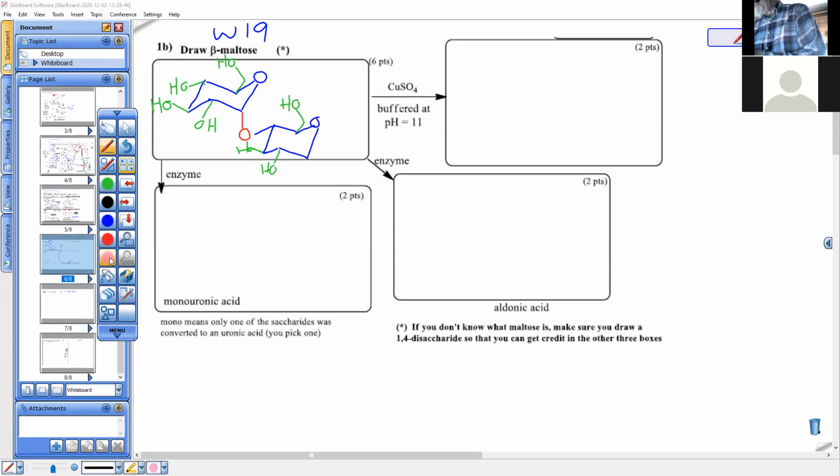Beta cellobiose, beta maltose. What did I say, cellobiose? I don't know why I said cellobiose. Beta maltose means the anomeric OH that I'm about to draw has to be cis to the CH2OH right here. That means it'll be up. I'll put it in pink. If it was down, the name of the molecule would be alpha maltose. Good. This is an O here.